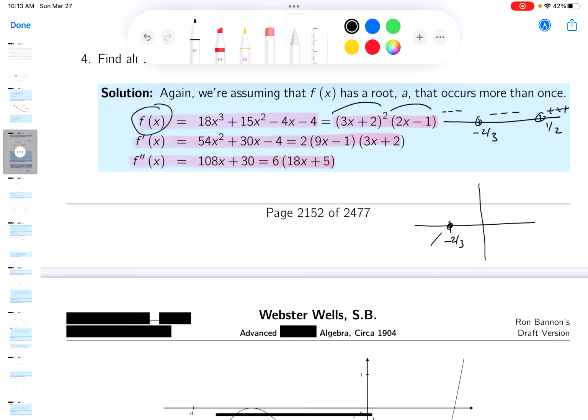But what do I know about it? I know it's negative, negative. I know it's got a y-intercept at minus 4. And then I know it comes swinging back up at 1/2 and becomes positive. So it looks sort of like this, cubic, right? That's a very rough picture.